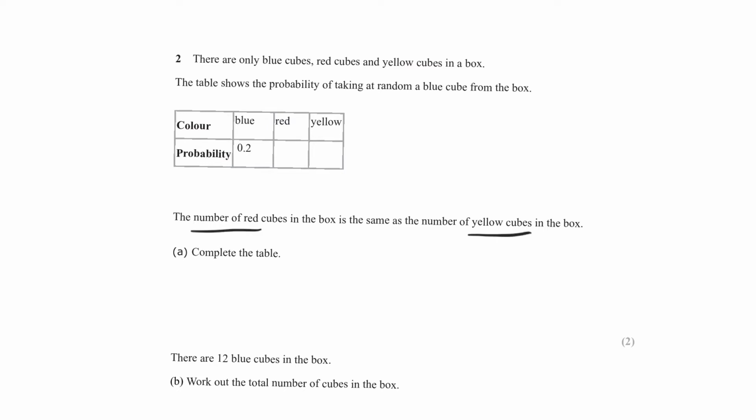Well, since they're the same, if we know that total probability again adds up to 1, and we do 1 minus 0.2, that gives us 0.8, which is the total probability of red and yellow. And because we know that they're the same, if we just divide that by 2, that'll give us 0.4. So that makes sense because they're the same. If it's a case where they're both the same, you divide by 2.